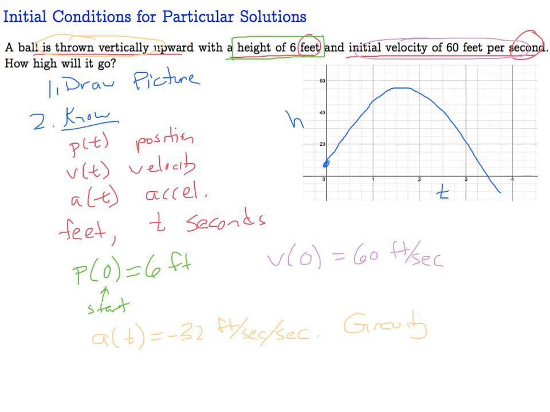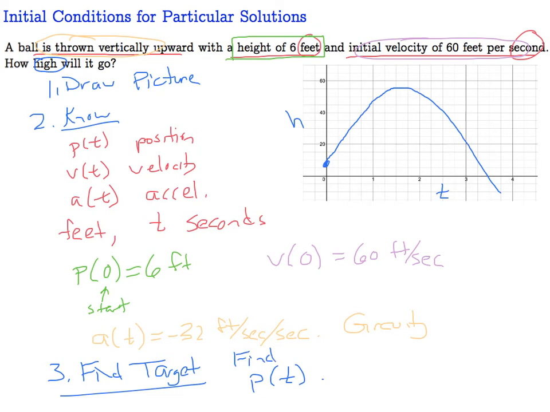But I also want to think about my third step in this process. My third step is to find a target. Basically, I want to set my goal of what I want to figure out. Since I want to figure out how high the ball is going to go, my target is that I want to find my position function. I want to know what this function is. And so I need to figure out a way to get there.